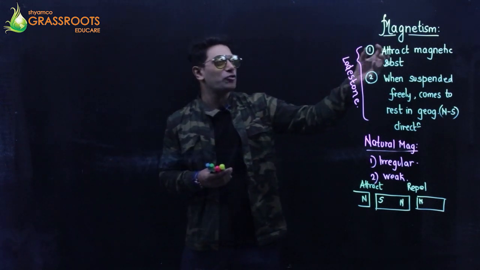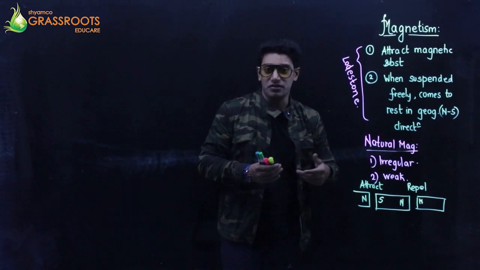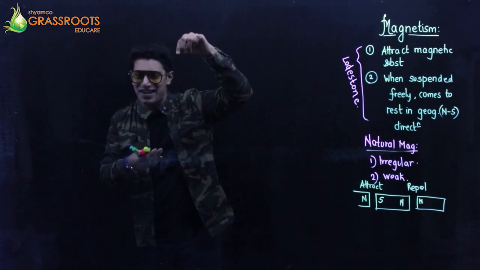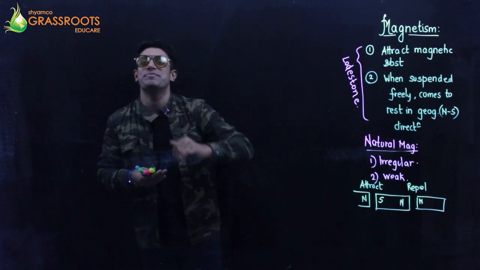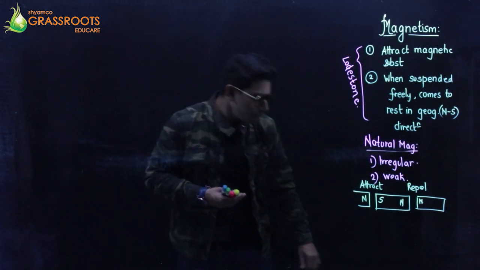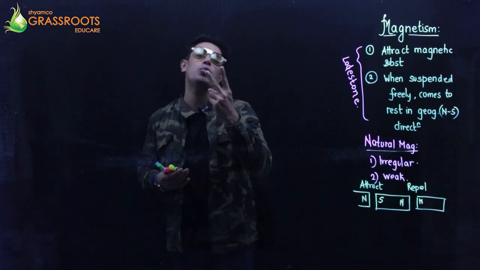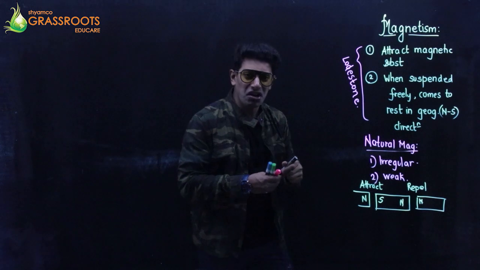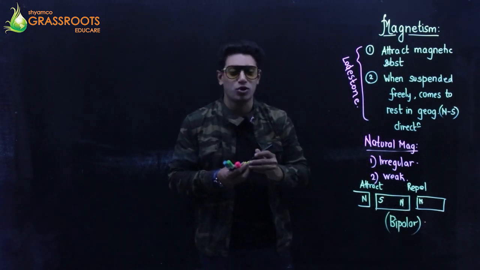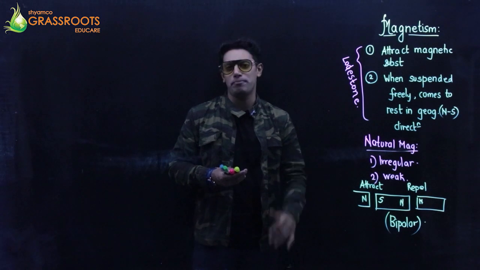They have the attractive property. They can attract magnetic pieces, pieces of iron or nickel. This was the first property. The second is the directive property. When I leave them suspended freely with a thread, they come to rest in the geographic north-south direction. And the third was that like poles repel and unlike poles attract. One more property: if you keep on breaking this magnet into the tiniest of pieces, still it will have two poles. So we call them bipolar. You cannot separate the two poles at all. So even the tiniest piece which we obtain from a magnet still has how many poles? Two poles. So it is a dual polarity or bipolar magnet.